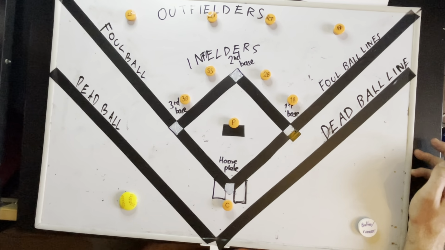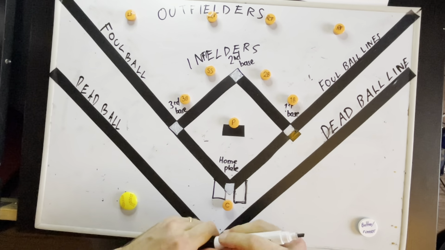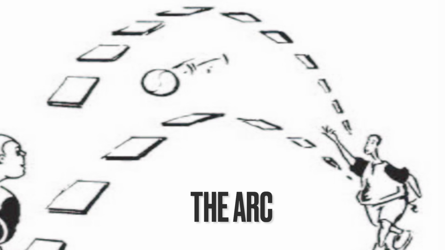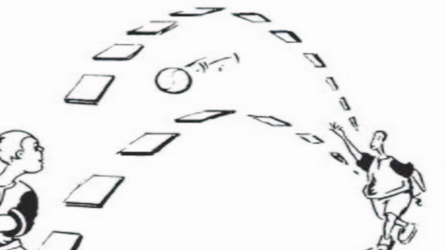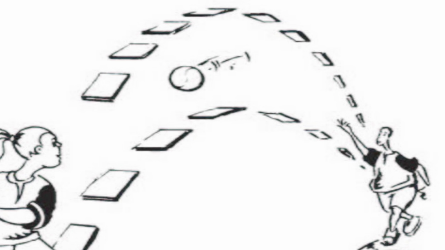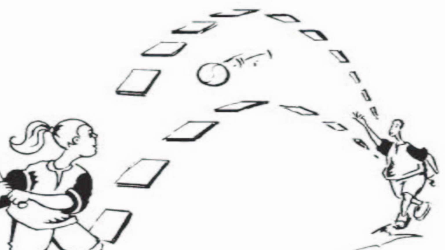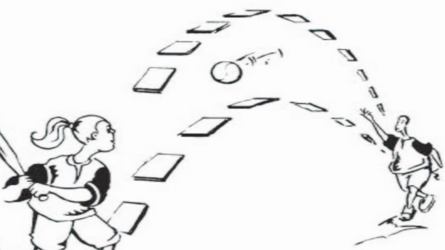So let's have a look at pitching and the strike zone. The reason slow pitch is called slow pitch is that the pitcher must throw the ball underarm and the ball must travel in an arc above 6 feet but below 12 feet to the batter.